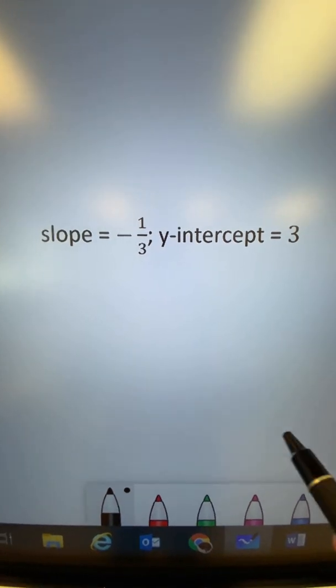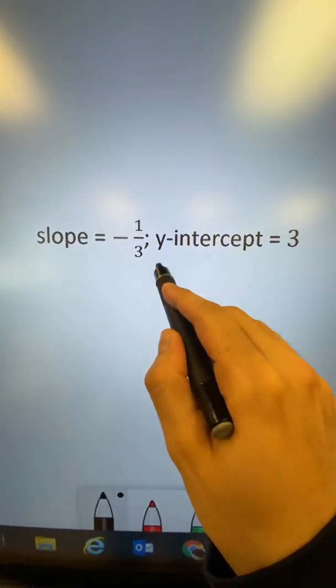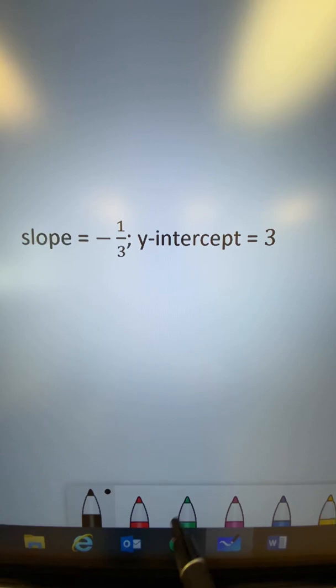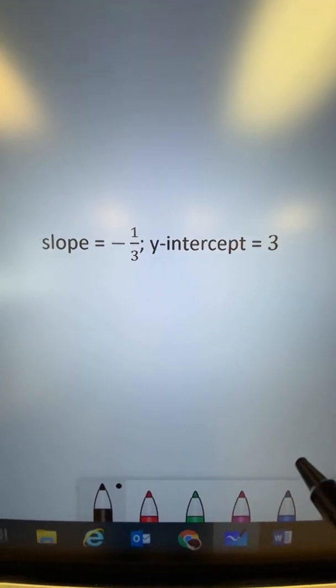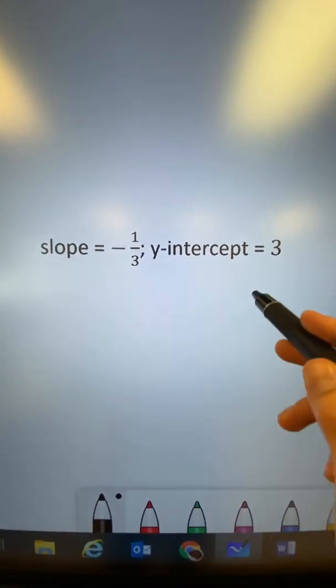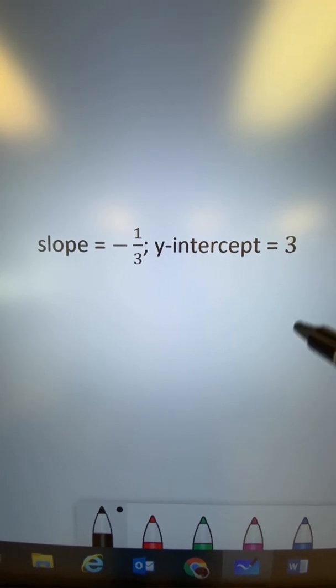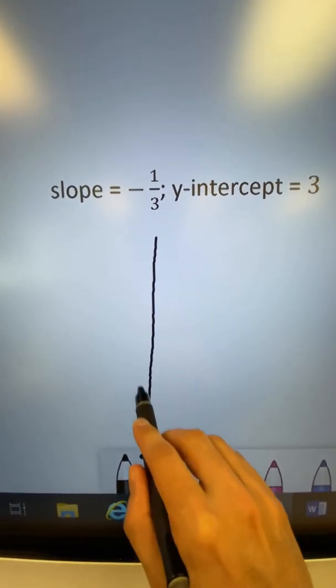We're asked to graph a line given the slope -1/3 and the y-intercept 3. And this is actually a very convenient format to use to graph an equation of a line. So with this information, I am going to get this started. I'm going to do a sketch here.